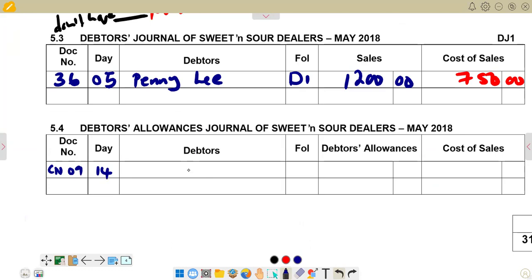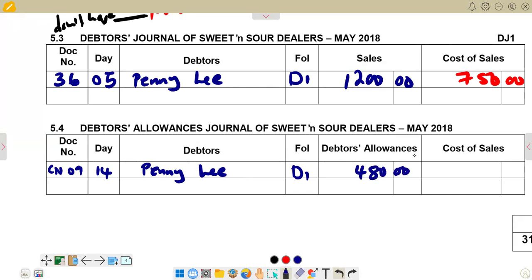The customer that returned the goods is Pendley, so we are just going to make the description here by saying Pendley. Then on the folio, remember, this is D1. This is the folio that we put in the data, which is D1 here, so we are just going to say D1 here. And then the debtors allowance, this is the amount that we have. The amount of the goods that have been returned is 480, so we are just going to say 480.